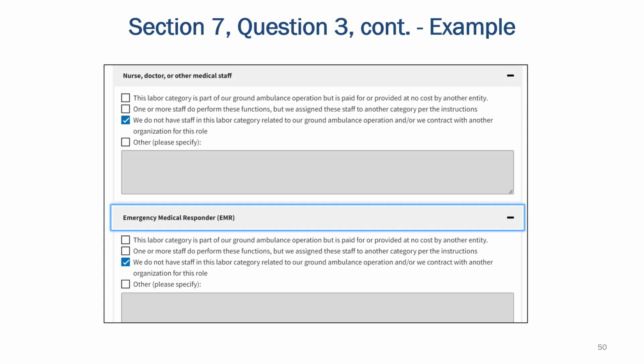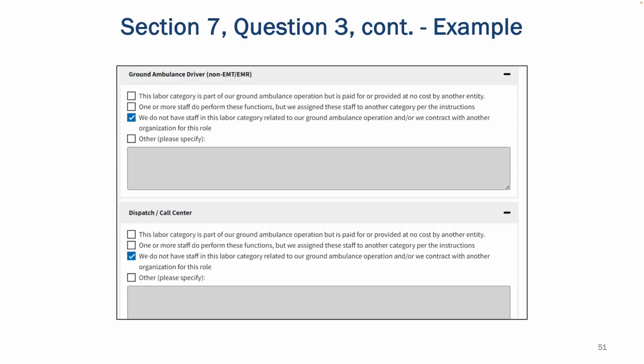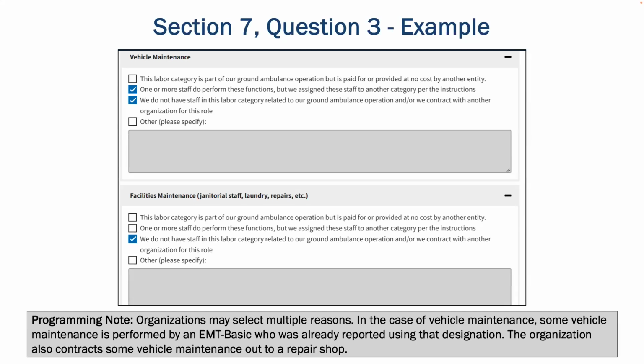You will go through these steps for each labor category for which you did not check a paid or volunteer box. As a reminder, organizations may select multiple reasons why a particular labor category was not reported. In the case of vehicle maintenance, some vehicle maintenance is performed by an EMT basic who is already reported using that designation. The organization also contracts some vehicle maintenance out to a repair shop.